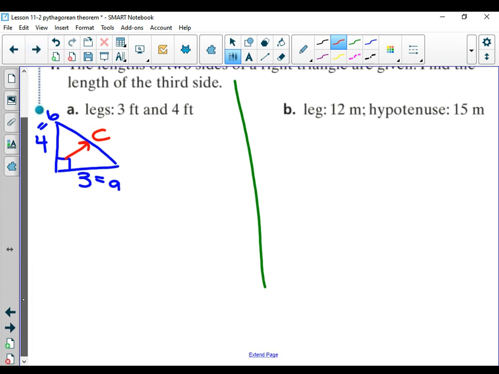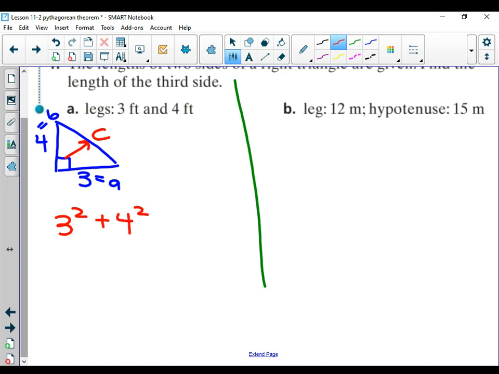So if it's supposed to be A squared, I'm going to write 3 squared. If it's supposed to be B squared, I'm going to write 4 squared. In a moment, I'm going to find C.